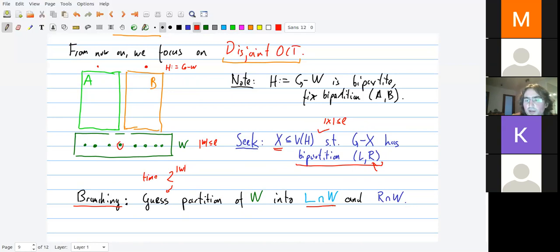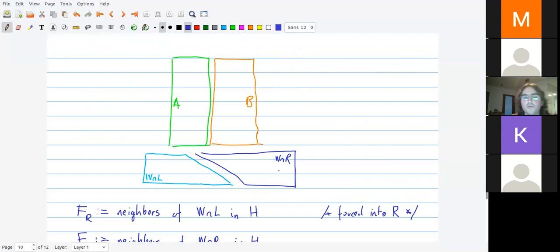Because we know that these vertices of W will not be deleted by the solution. So we know that some of them will go to the left side and some of them will go to the right side. So we guess how they will go, to which side. So the situation now is as follows. I've got here the part that should go to the left and here the part that should go to the right, and here I've got the remainder of the graph. And from those, I need to delete some set of vertices X.